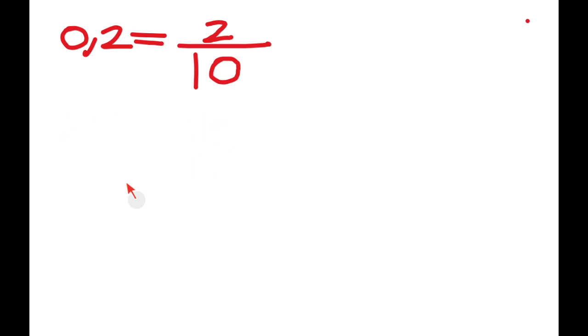Now back to our question at hand. Now you simplify this 2 over 10. You ask how many times 2, which is a common factor between 2 and 10, goes into 2? It goes once. And into 10, it goes 5 times. And that gives you your answer as 1 over 5.